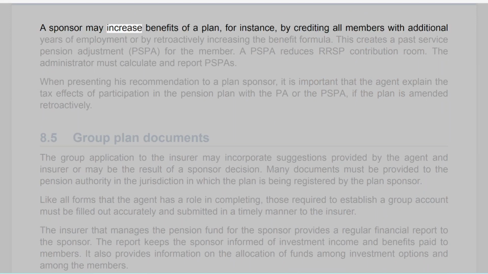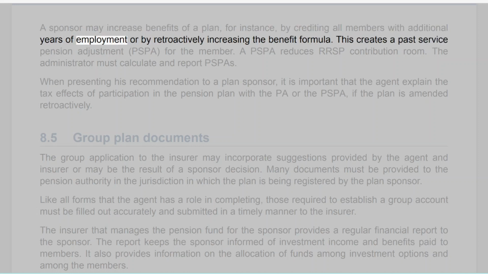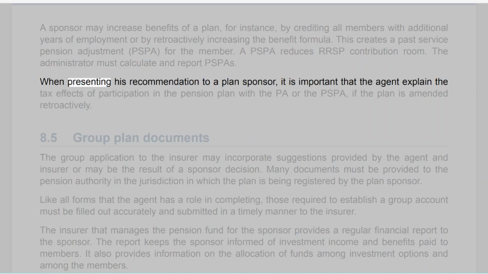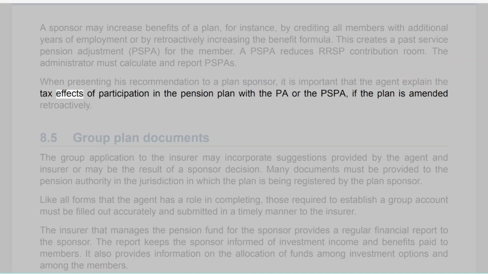A sponsor may increase benefits of a plan, for instance, by crediting all members with additional years of employment, or by retroactively increasing the benefit formula. This creates a past service pension adjustment, PSPA, for the member. A PSPA reduces RRSP contribution room. The administrator must calculate and report PSPAs. When presenting his recommendation to a plan sponsor, it is important that the agent explain the tax effects of participation in the pension plan with the PA, or the PSPA, if the plan is amended retroactively.